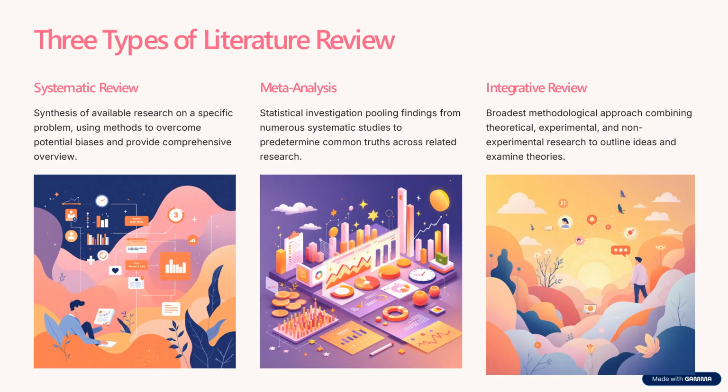There are three types of literature review. The first type is systematic review. It is a synthesis of the available research and experiments which concentrate on a specific research problem. This type of review helps the researcher to overcome likely biases by adopting some method. Meta-analysis pools the findings of numerous systematic studies and statistically investigates them. This helps to predetermine the findings of similar research, based on the principle that related studies will have a common truth.